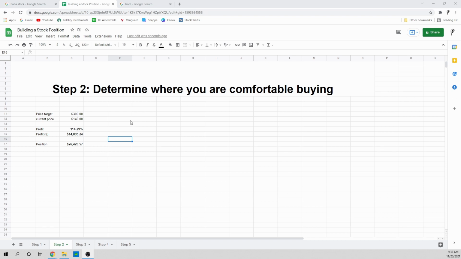So I want a stock that is down 50%. So if the stock price is like Alibaba, we have a price target. So my personal price target is $300 and the current price is at $140. So what this presents is 114% upside, which is a potential profit of $14,000. So on that $12,000 position, basically my new position, if it went up 114%, I would have a position size of $26,000.